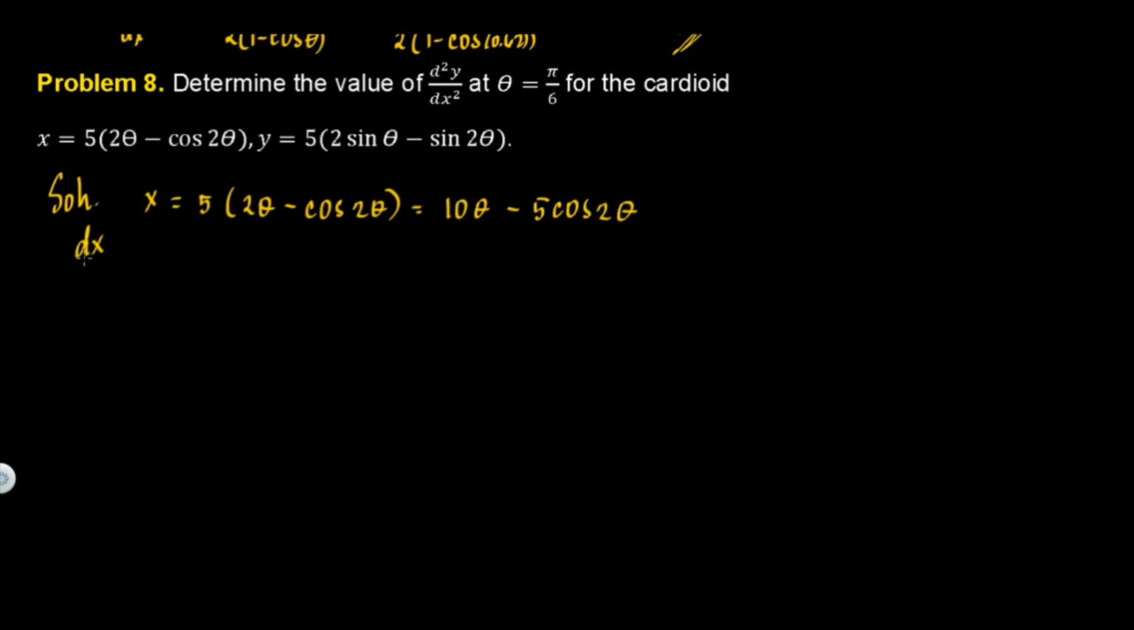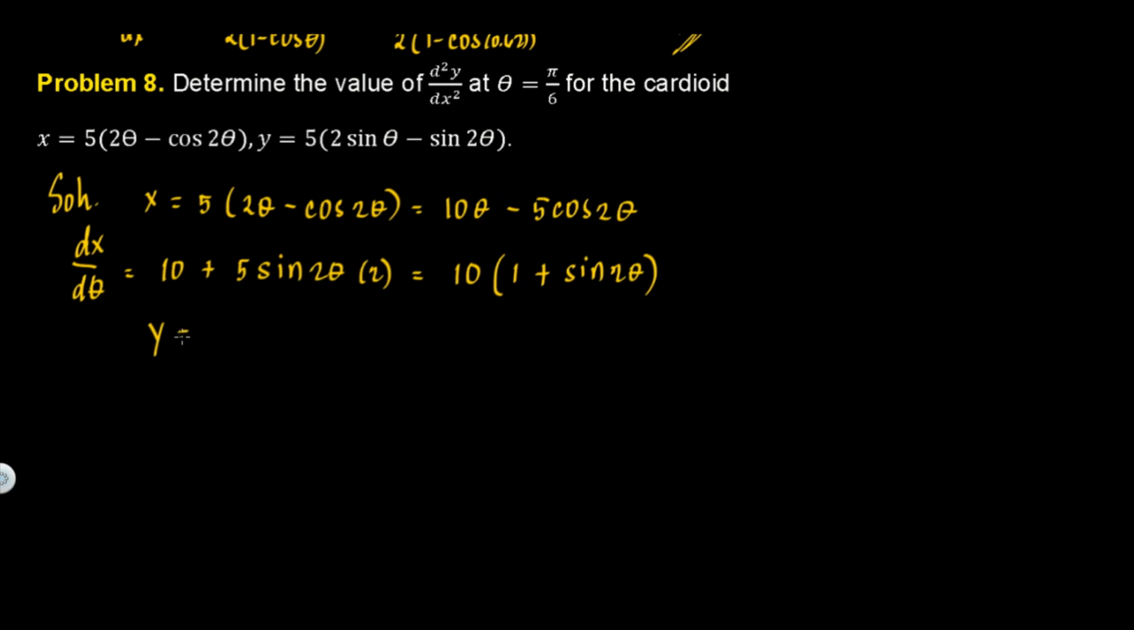So, dx over d theta is 10 minus 5. Derivative of cosine is minus sine, so positive na to. So, sine 2 theta times 2. Meron pa, so 10 pala dapat to, times 2. So, we have 10. Factoring out 10, 10 times quantity 1 plus sine 2 theta.